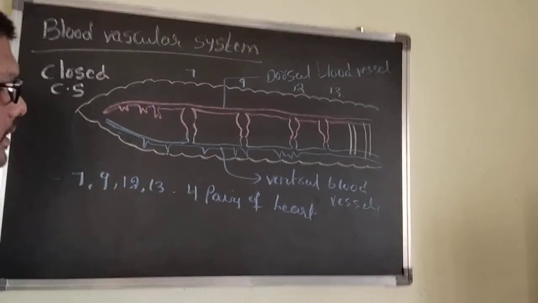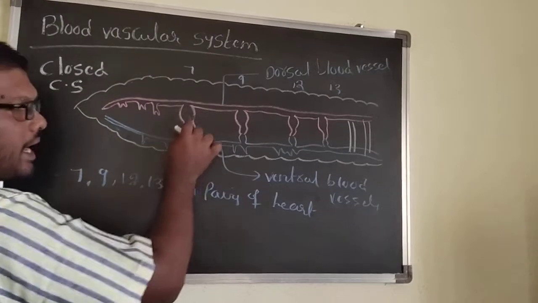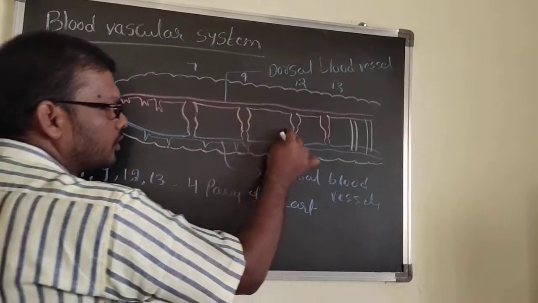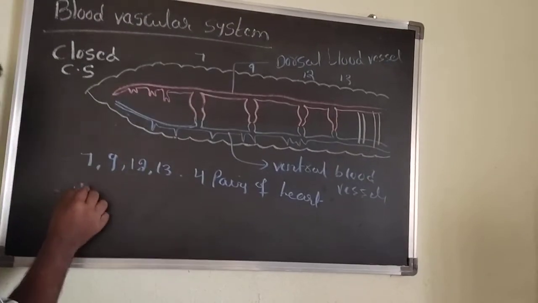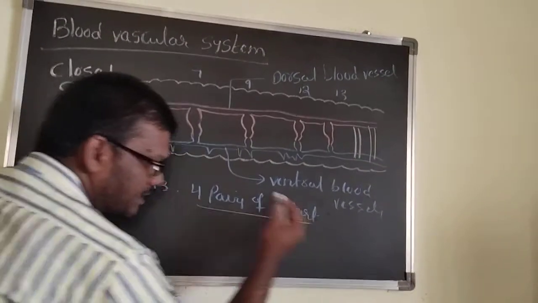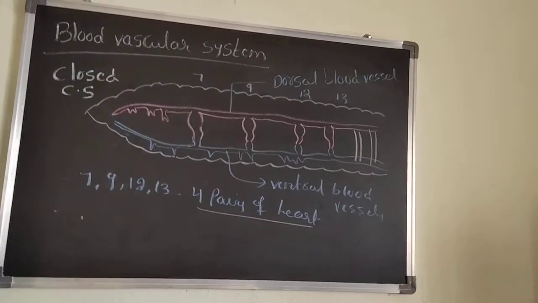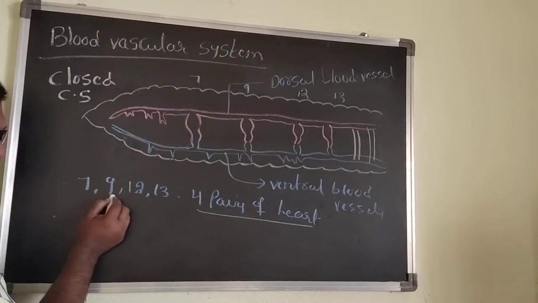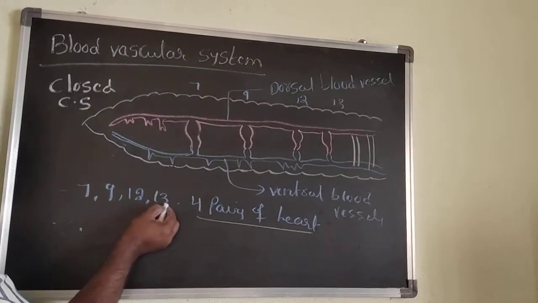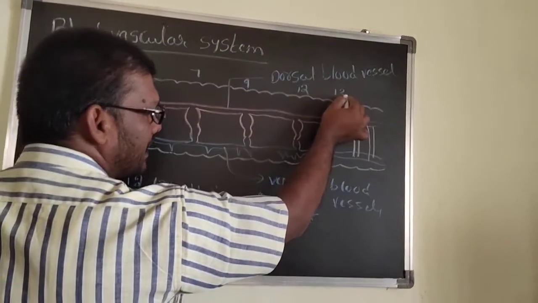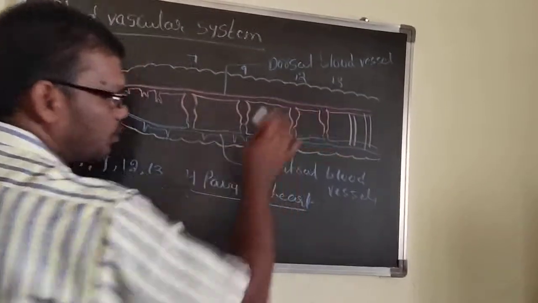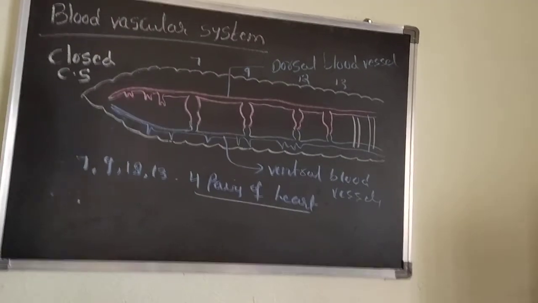See here. In the earthworm, they have 1, 2, 3, 4 pairs of hearts present. They are present in the 7th, 9th, 12th and 13th segments. In total, 4 pairs of hearts are present.